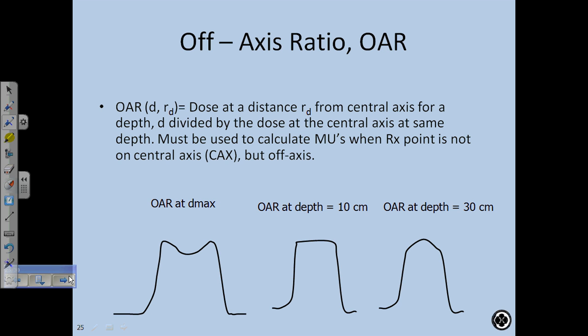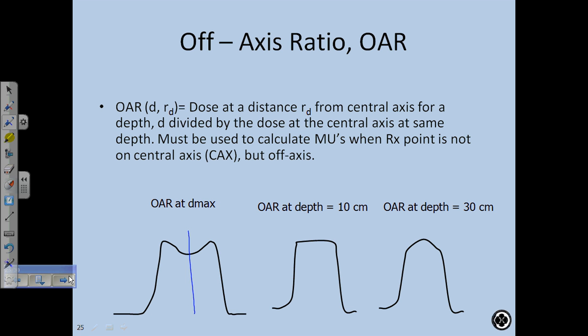Off-axis ratio, OAR. We need OAR to calculate monitor units because we know that the profiles at different depths look different. Remember how the profile at Dmax looks like this with the horns. This is central axis right here. It's got horns on the sides at Dmax. And then this is a depth of 10 cm. We call that a flat field. And then as you get deeper, the shoulders start to drop. We talked about what all that is.